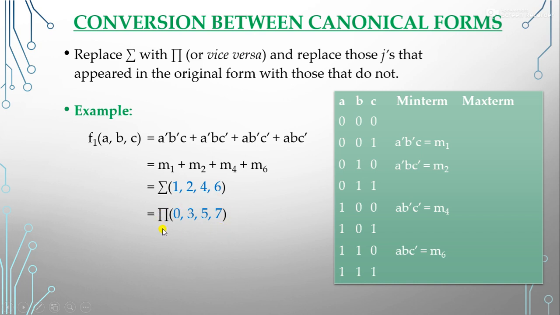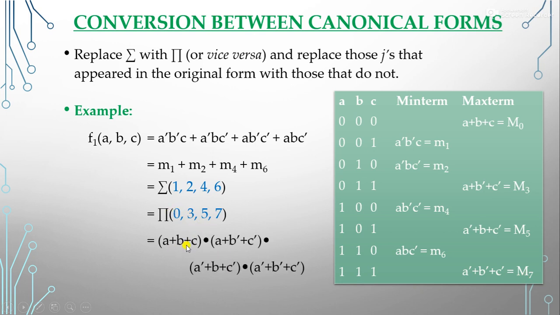So that comes in product terms, and the product terms represent the product of sum terms, right? So now what is 0, 3, 5, 7? 0 means capital M0, which represents A plus B plus C. Now M3: that is A plus B' plus C'. This is our M3. M5 is A' plus B plus C'. This is our M5. And A' plus B' plus C' is our M7. So like that our terms are A plus B plus C, and all these terms M0, M3, M5, M7.